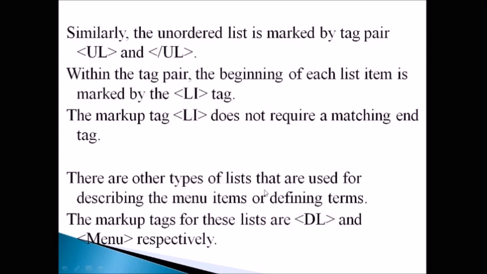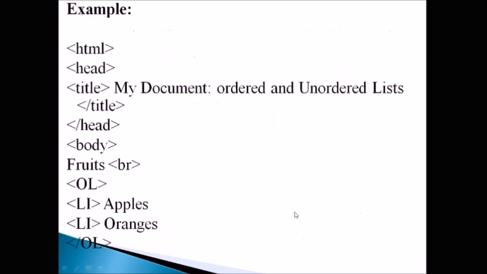Okay. There are other types of lists that are used for describing menu items or defining terms. The markup tag for these lists is DL, that is definition list. To make the definition list, we have to use the DL tag, and for menu items, we have to use menu respectively. Okay. For these tags, let us see the example.